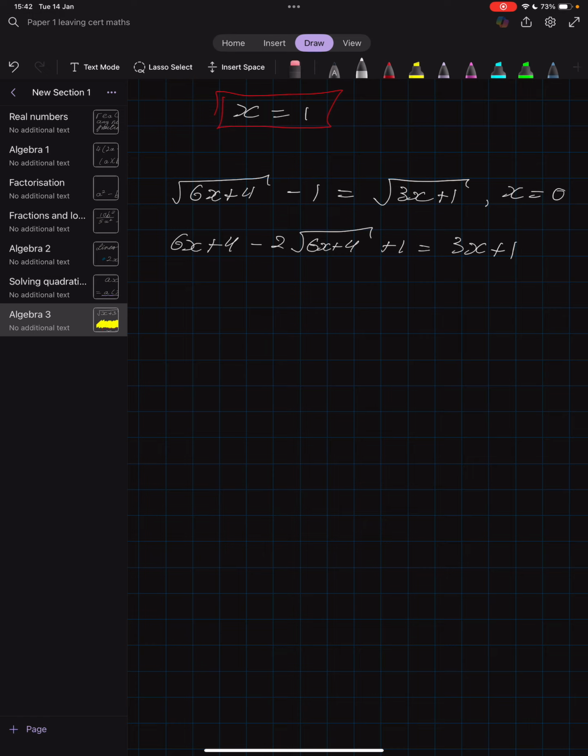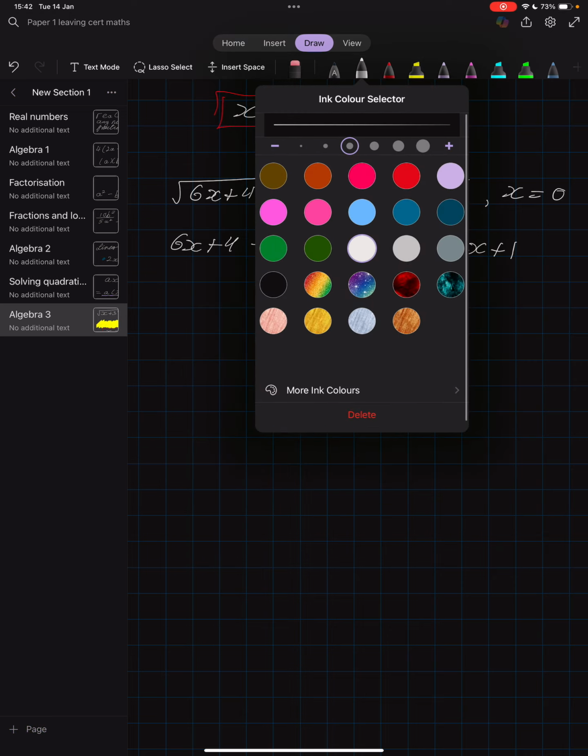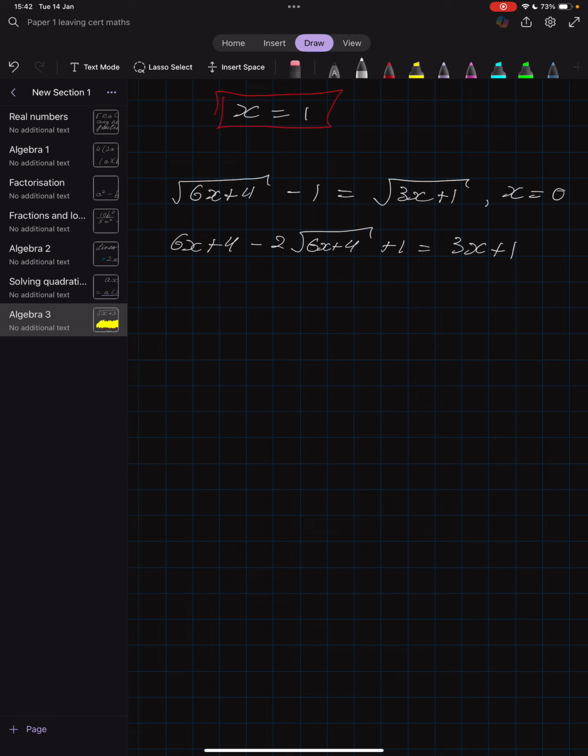Okay, so now, again, I'm going to isolate the square root. So what I get is 2 root 6x plus 4 equals... the 1 and that 1 will cancel. When I bring the 3x to the left-hand side, I'm going to get 6x minus 3x, so 3x plus 4. Great. So now I want to again square both sides, because now I only have one square root, so that's a lot better.